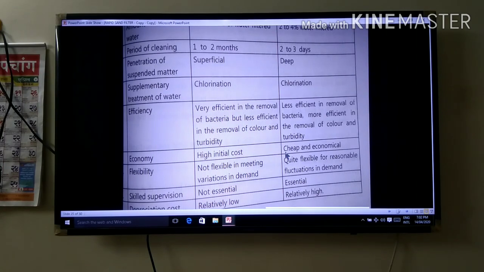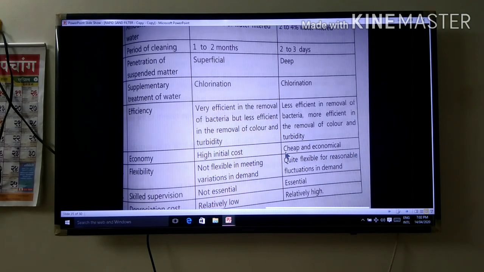The period of cleaning is 1 to 2 months for slow sand filter, and in rapid sand filter it requires only 2 to 3 days. The chlorination process is also provided in both slow sand filter and rapid sand filter. You already know the bacterial removal efficiency is very high in slow sand filter and very low in the rapid sand filter.